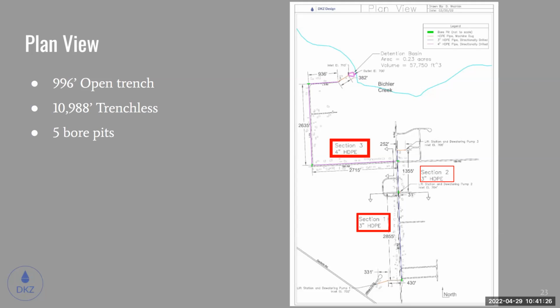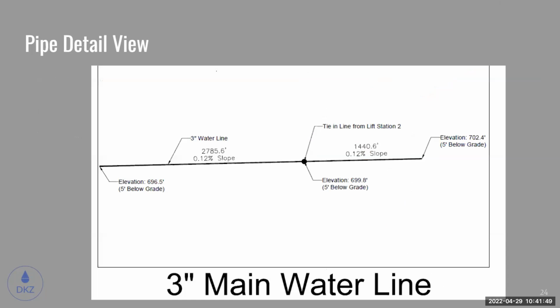But more importantly, about 1,000 feet of this is going to be open trench. So it's going to actually have to be excavated and there'll be a pit that causes dangers to people around. But 11,000 feet of it is going to be trenchless, which is that machine-bored underground pipe. So it won't be disrupting the neighborhood. And there's 5 bore pits for that.